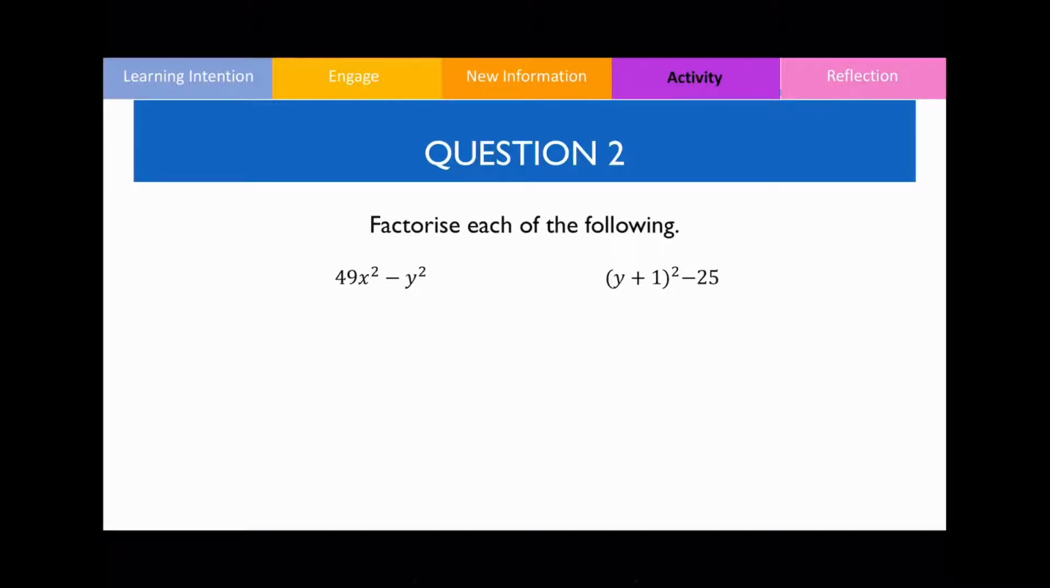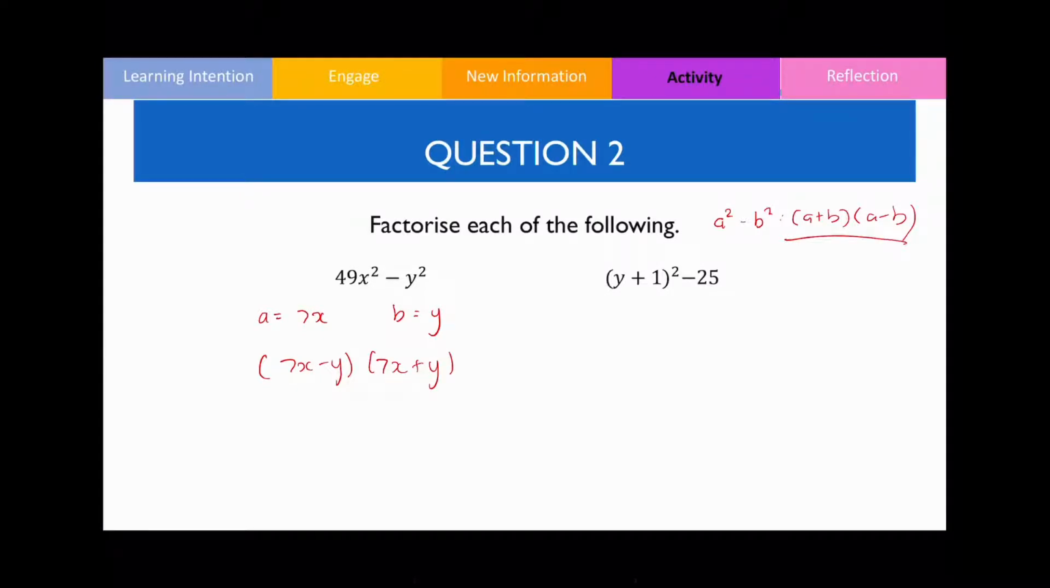Question number 2, I hope that you guys can recognize that this is a difference of perfect squares. A difference of perfect squares, remember, looks like this: a squared minus b squared is equal to (a + b)(a - b). So in this case, your value of a is going to be the square root of 49x squared, so that's going to be 7x. Your value of b is going to be y. So substitute it back into this formula. Therefore, your answer is going to be (7x - y)(7x + y), and it doesn't really matter whether you do the minus or plus first.